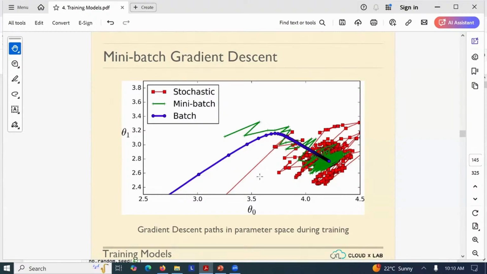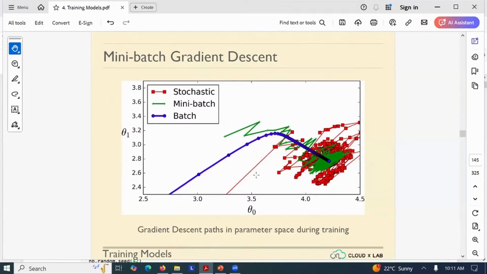Gradients are noisy. And in mini batch gradient descent, the gradient is more accurate as compared to stochastic, but less accurate as compared to batch, right? Because in mini batch we are computing the gradient using a subset of data points. So again, the path is zigzag, but not as zigzag as in the case of stochastic, right?